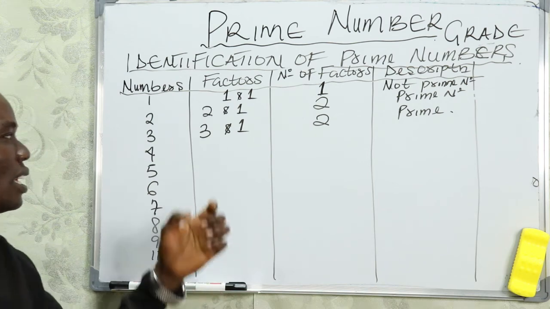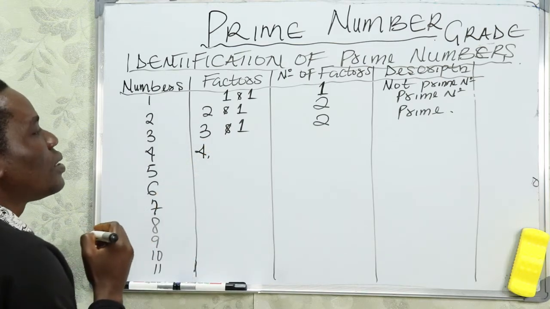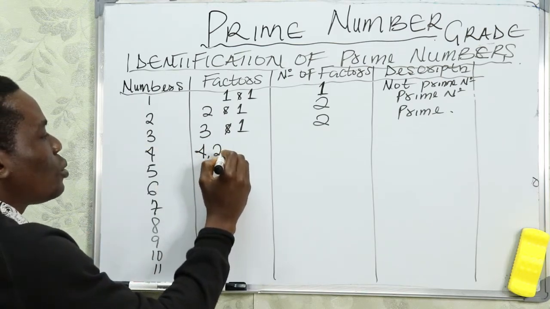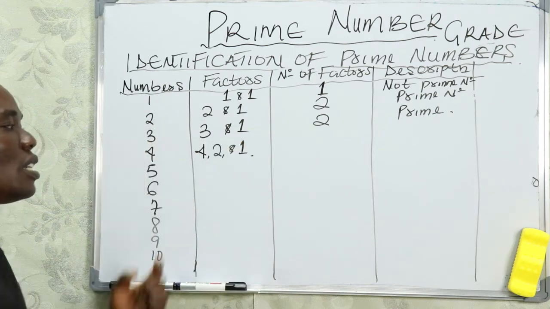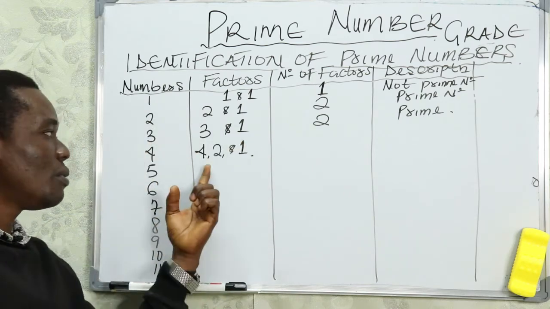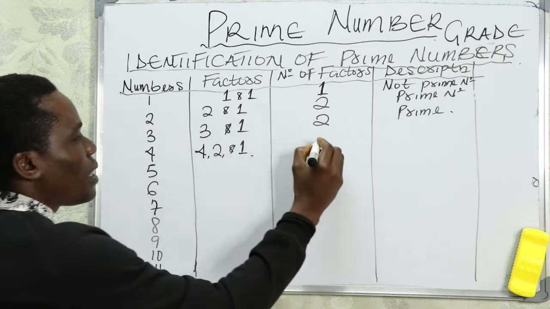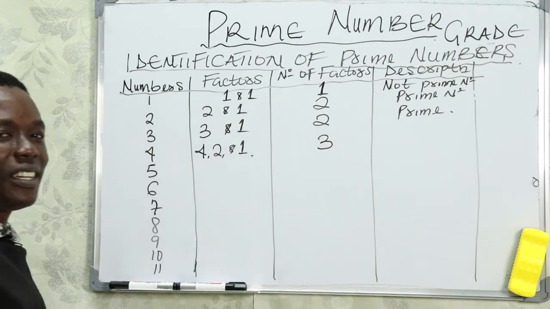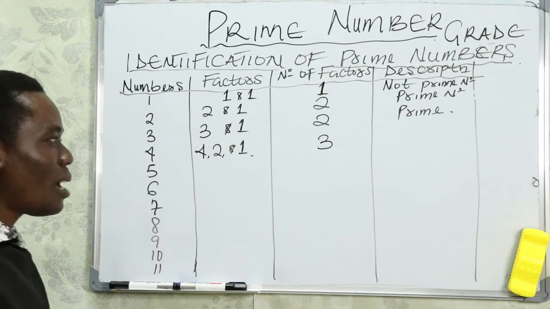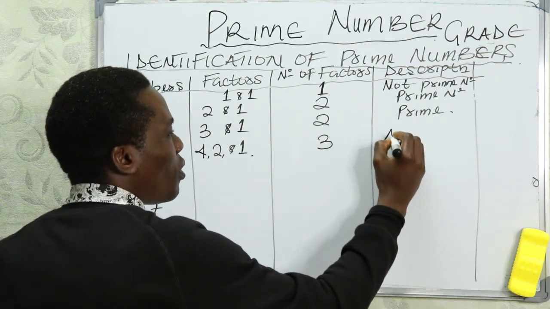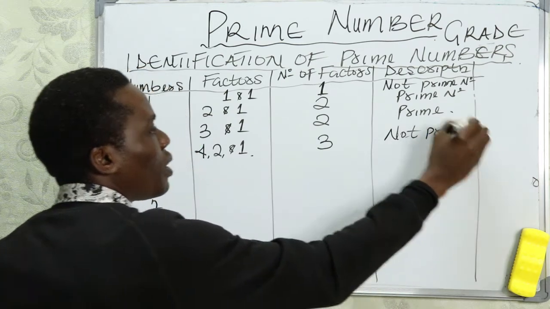Are you following me? Now let's go to number 4. Number 4 can be divided by itself. It can be divided by 2, and it can be divided by 1. 4 divided by 1 is 4. 4 divided by 2 is 2. 4 divided by 4 is 1. So it has how many factors? 3 factors. Remember the criteria for a prime number. Is it a prime number? Absolutely, it's not a prime number.